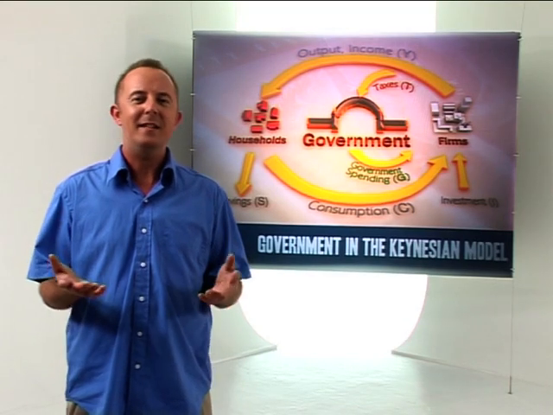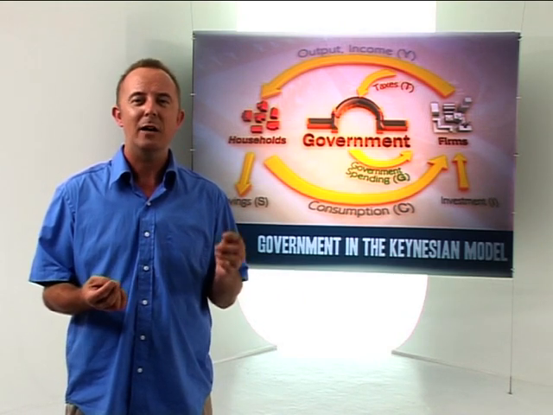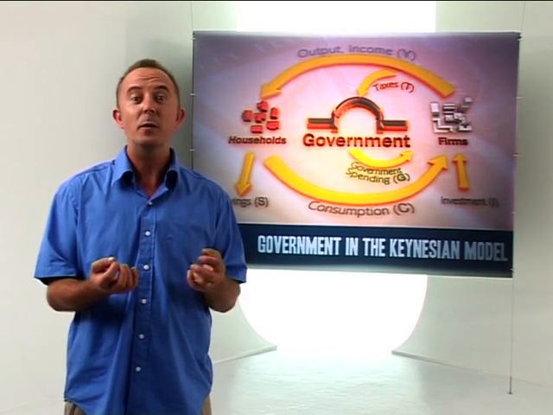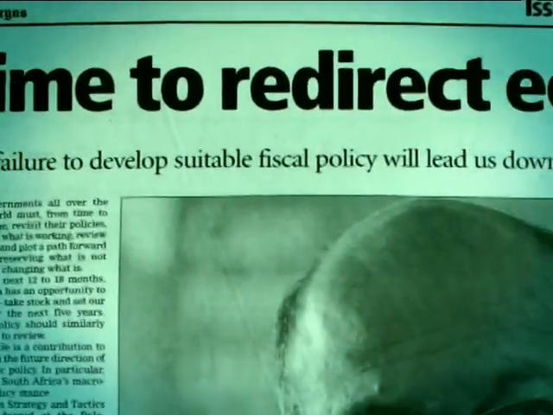Now that we have a basic understanding of how government can affect the goods market, let's look at how government can make use of its spending and taxation powers to influence the level of production and therefore the level of employment and unemployment in the economy.